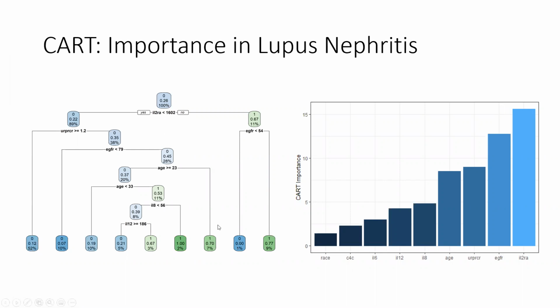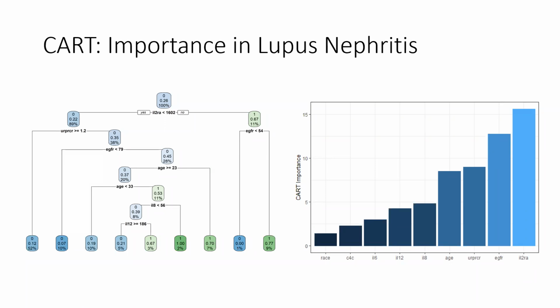Now, in this tree, we only include IL2RA, UPCR, eGFR, age, IL8, and IL12. So we include 6 of the 10 variables. If we look at the variable importance we get out of CART, it reports 9 of the 10 variables. So this goes back to that idea that it's counting both. As long as you're in at least one surrogate split, CART is going to calculate an importance measure for you. So you may not appear in the tree, but if you were a surrogate split for somebody else, you get counted as part of the variable importance.